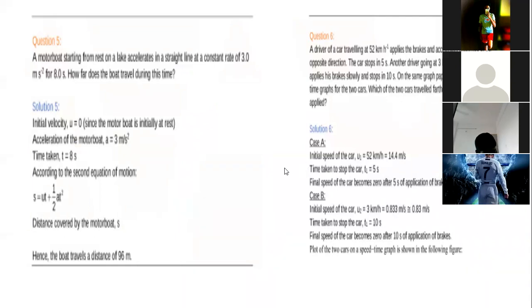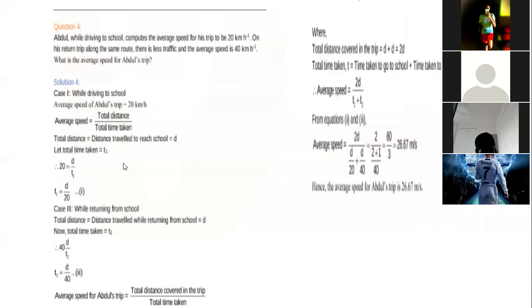Okay, so one more case. I will just take this one. This is related to the speed numerical, which is there in your exercise question also. Abdul, while driving to school, computes the average speed of his trip to be 20 km per hour on a trip, and returns along the same route. So the first case given to you is average speed, when Abdul was driving to school.